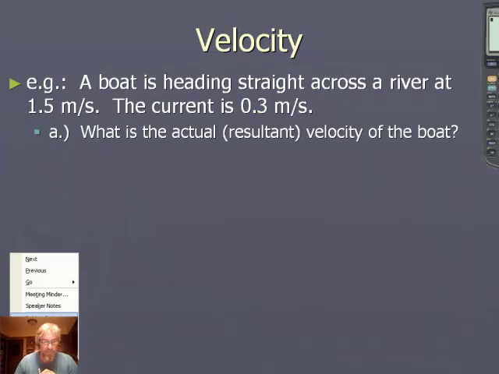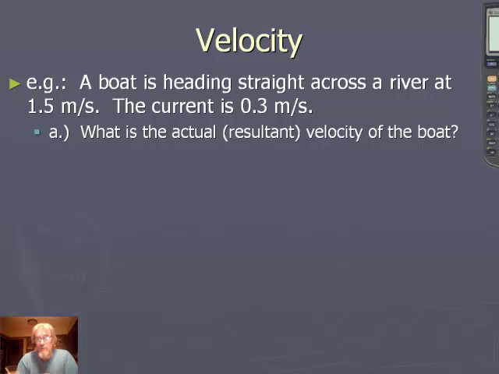Okay, let's start out solving this problem. A boat's heading straight across a river. It's going 1.5 meters per second. The current is 0.3 meters per second. Here's how we can model this with vectors. Let's imagine that here's our river. Here's one river bank, here's the other river bank. The boat is trying to go straight across the river, and the size of this velocity vector is 1.5 meters per second. That's how the boat is trying to go.